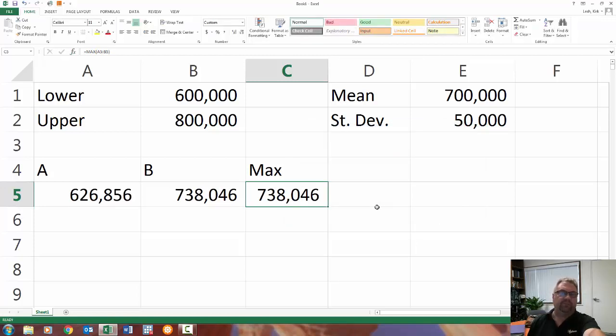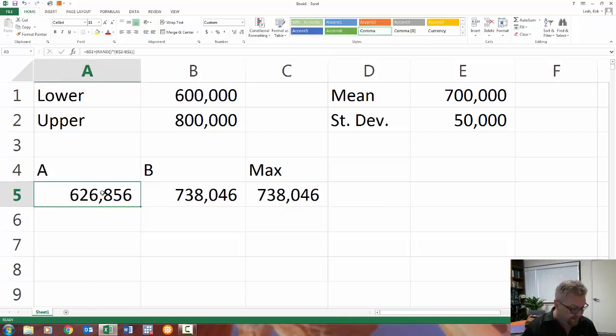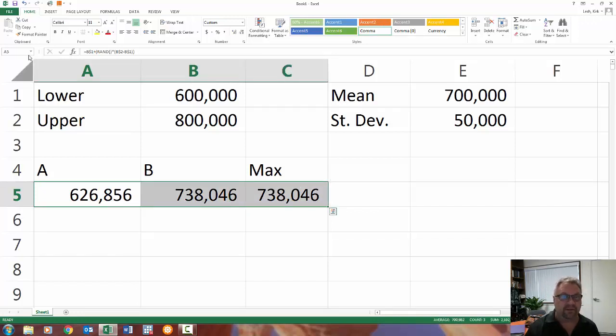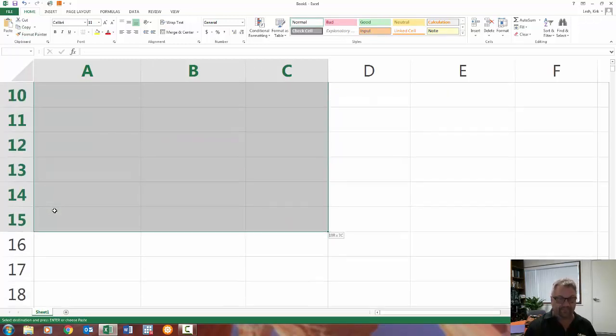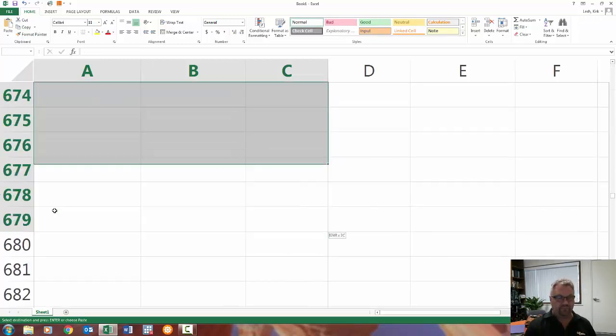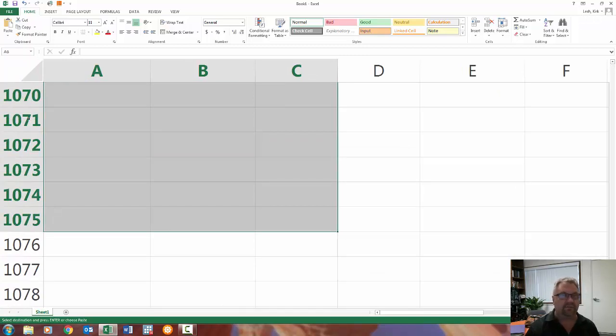So in other words, in this first simulation, contractor A is irrelevant because his or her bid is less than contractor B's bid. So in this case, my $750,000 bid would win because the largest bid between A and B is the 738. So this is what we want to simulate. So I'm going to copy this approximately 1,000 times. Close enough.